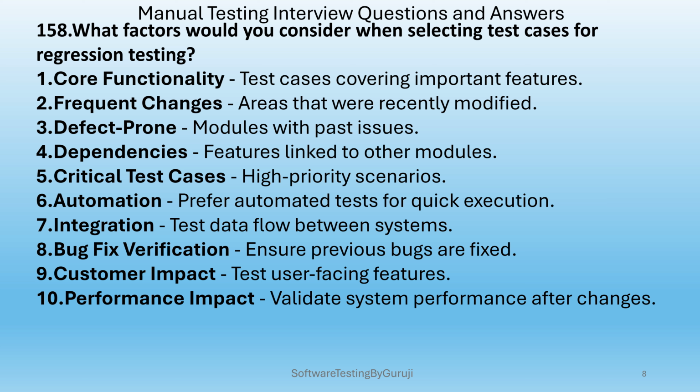Sixth, automation, prefer automated tests for quick execution. Seventh, integration, test data flow between systems. Eighth, bug fix verification, ensure previous bugs are fixed. Ninth, customer impact, test user facing features. And last one, performance impact, validate system performance after changes. So in this way we can select test cases for regression testing.